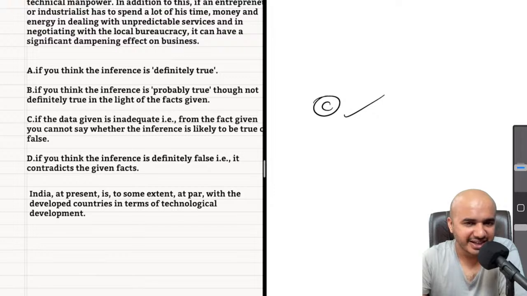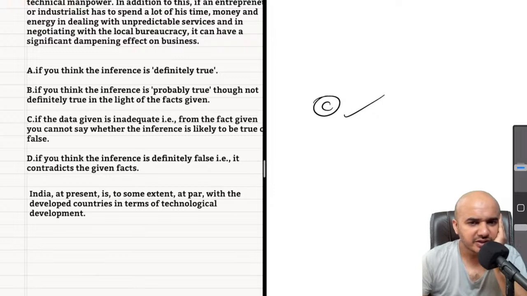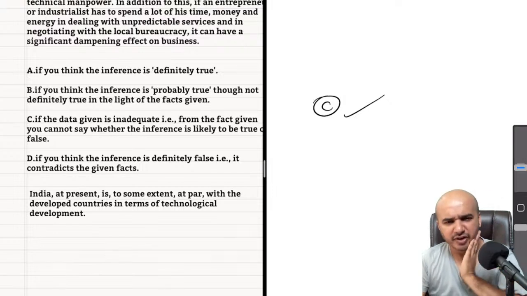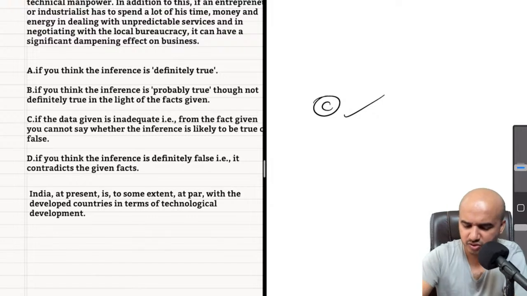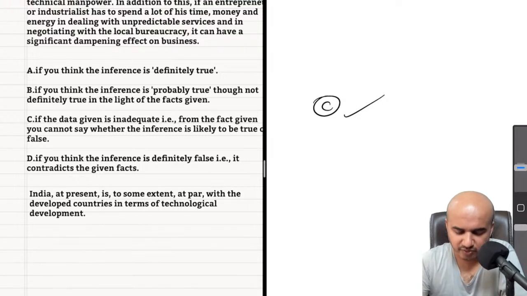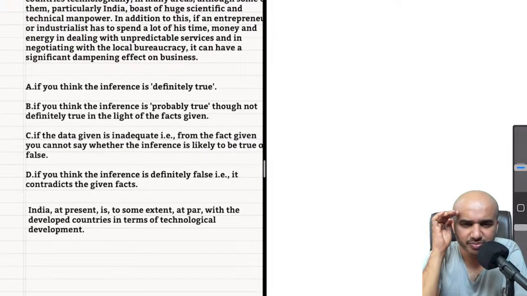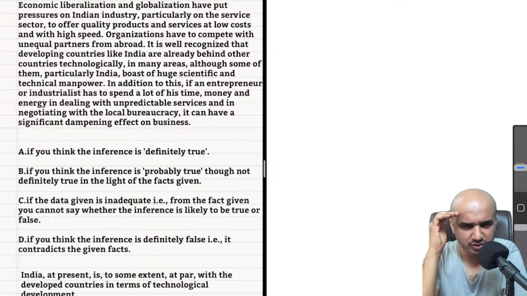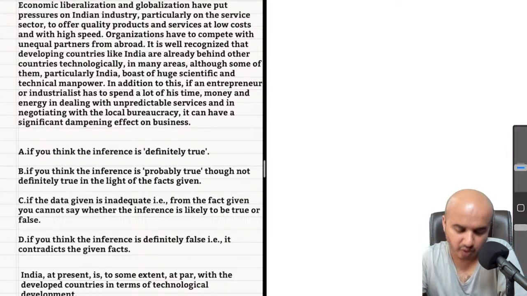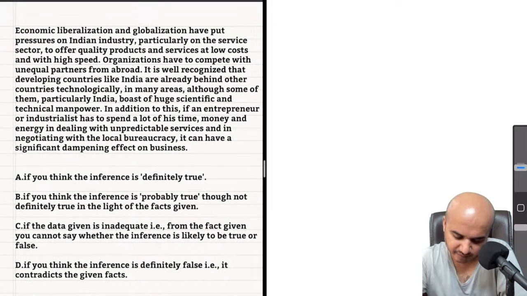The inference here is India at present is to some extent at par with the developed countries in terms of technological development. Is India at least to some extent on par with developed countries in terms of technological development? I don't think so. I mean, I'm just drawing this from my knowledge, but still, if you look at the passage here, is there anything here which actually supports that? Let's read the portion which is related to this.